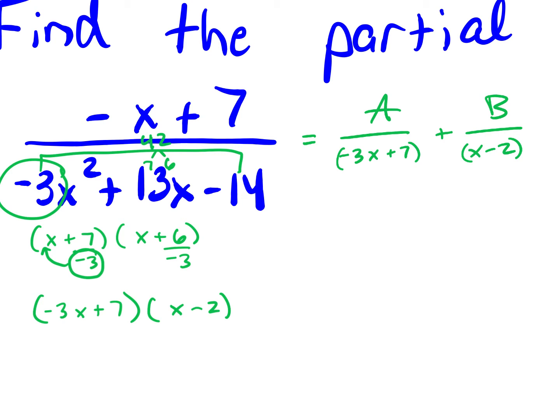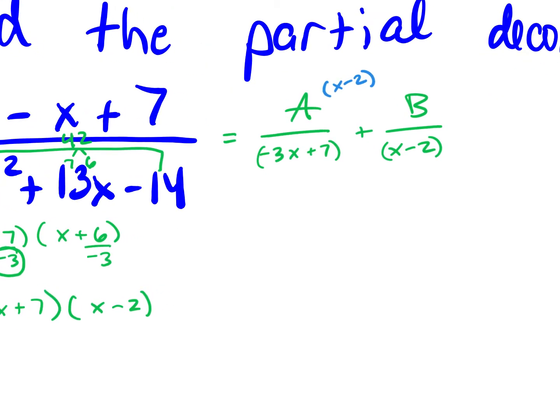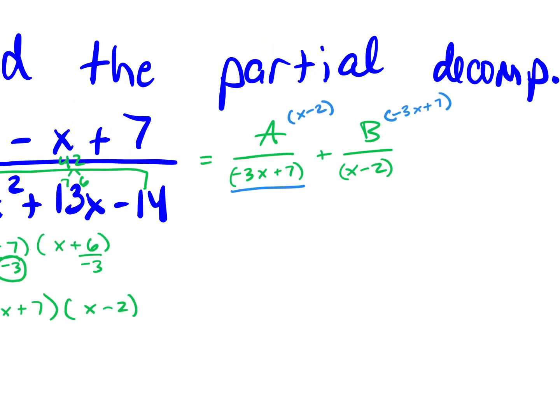What do I do next to solve? Awesome. So I multiply my numerators by whatever's missing in that denominator. So here I only have negative 3x plus 7. I'm missing an x minus 2 in the denominator. So I'm going to multiply A times x minus 2. And then in my B fraction, I'm missing negative 3x plus 7. So I'm going to multiply B times that. Then what should I do?